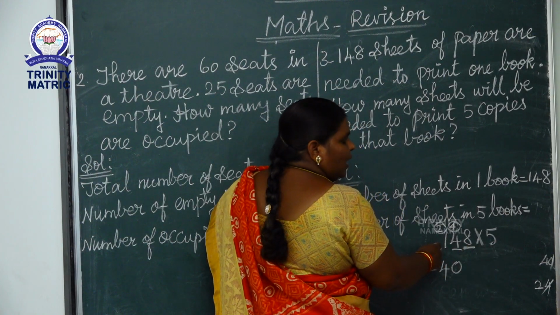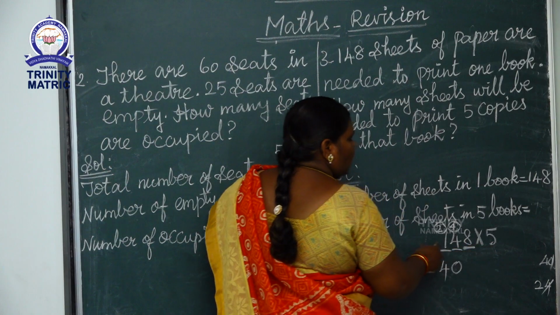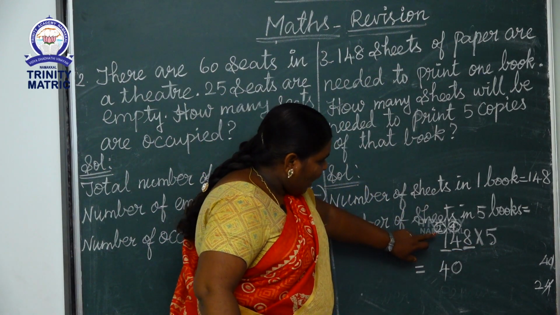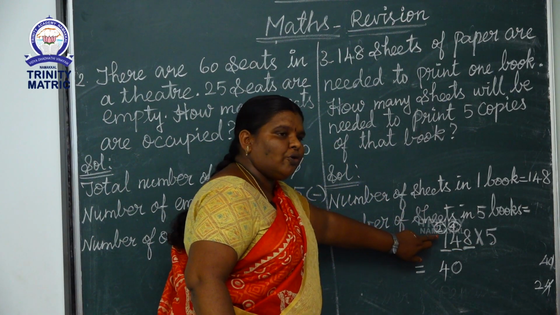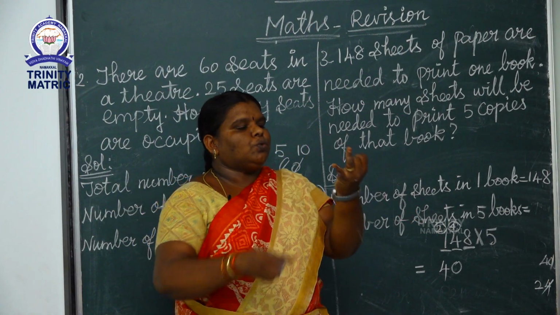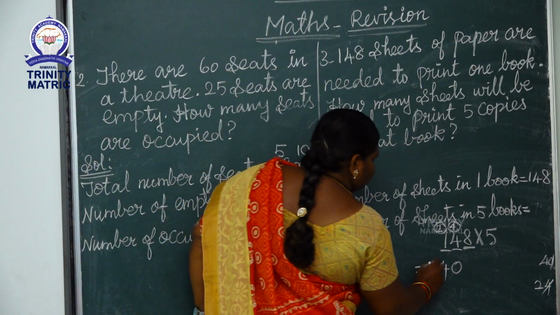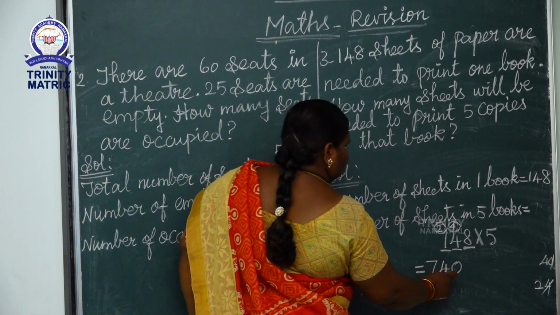Next you multiply the hundreds place. 1 5 is 5, plus the carried-over 2, you also add it. 5 plus 2 is 7.